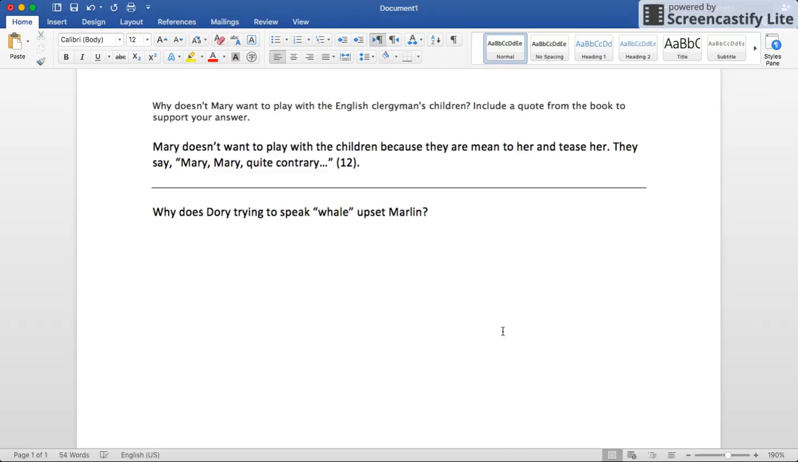So the question is, why does Dory trying to speak whale upset him? And based on this type of answer, I would guess an answer that I might receive would be something like, Marlin is frustrated when Dory tries to speak whale because he doesn't think she can do it.